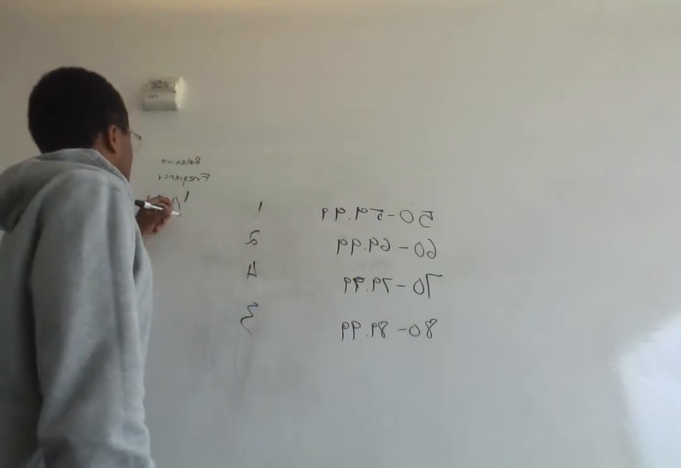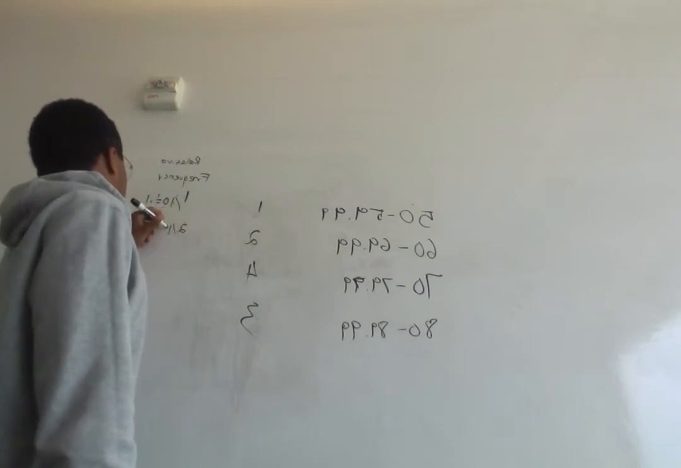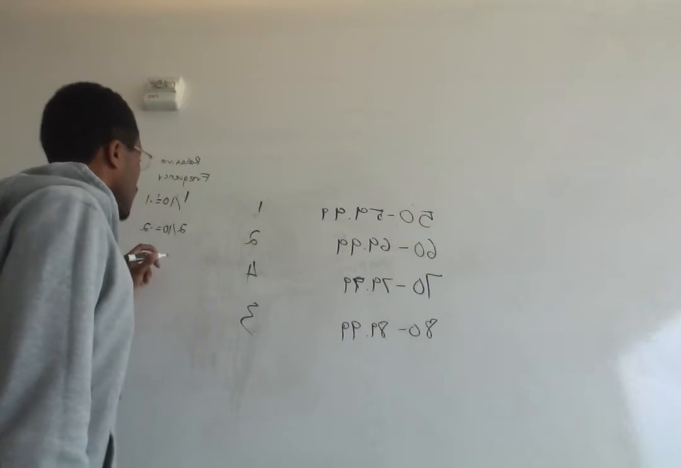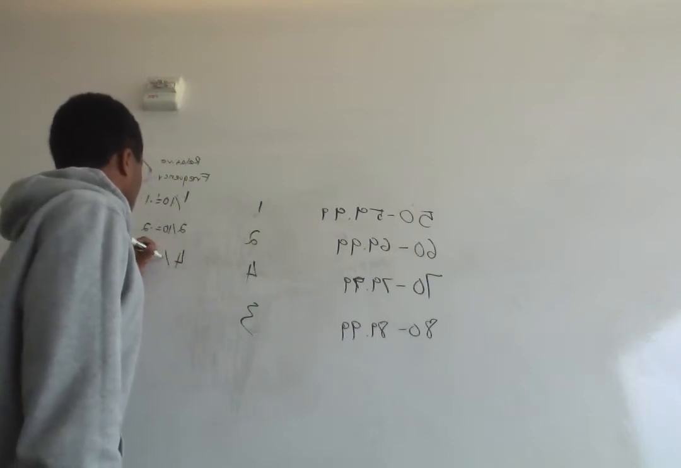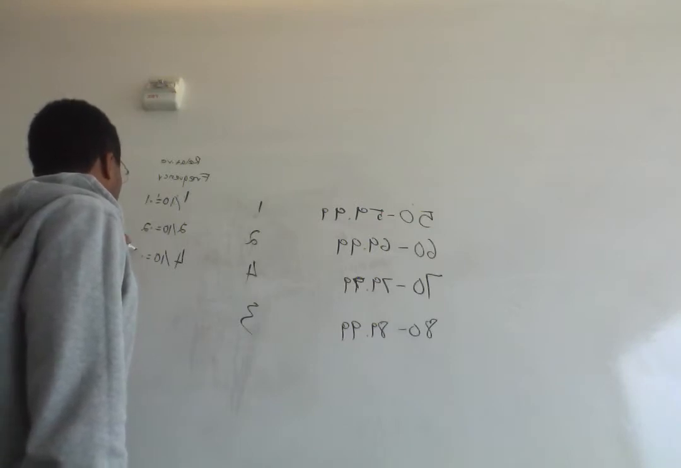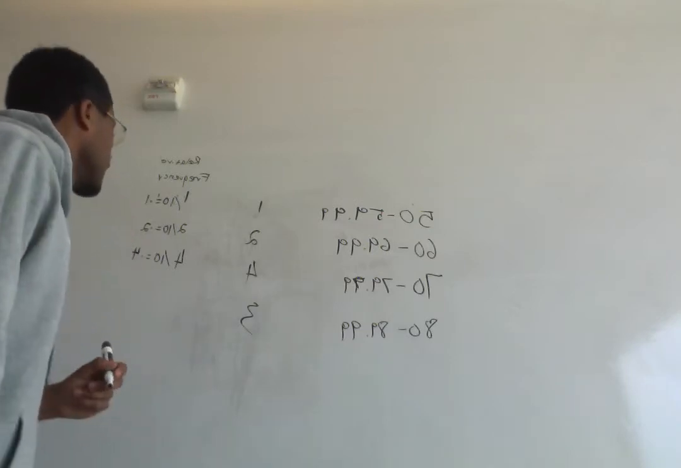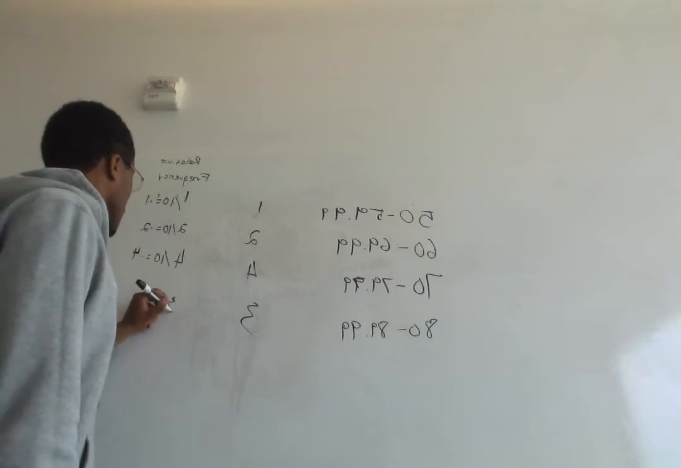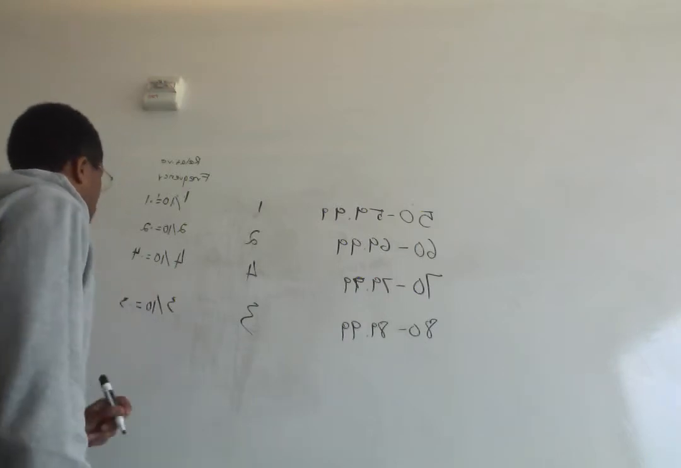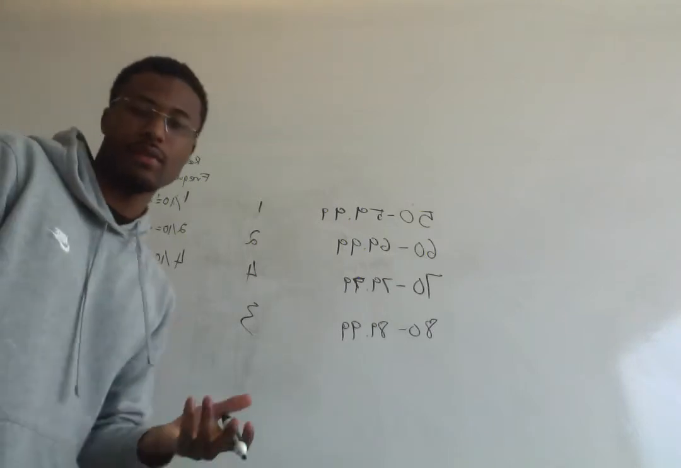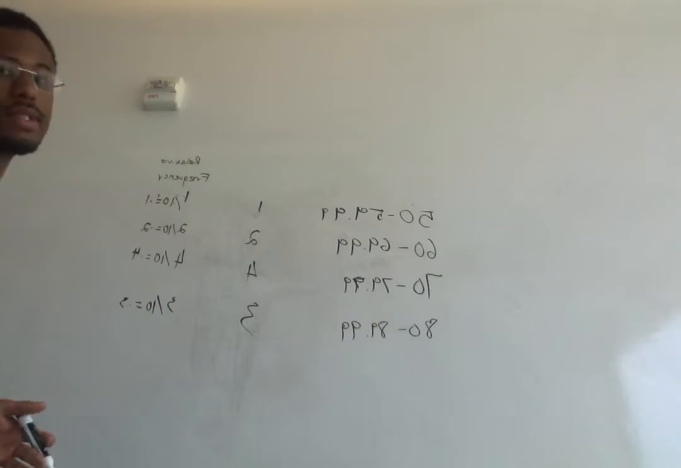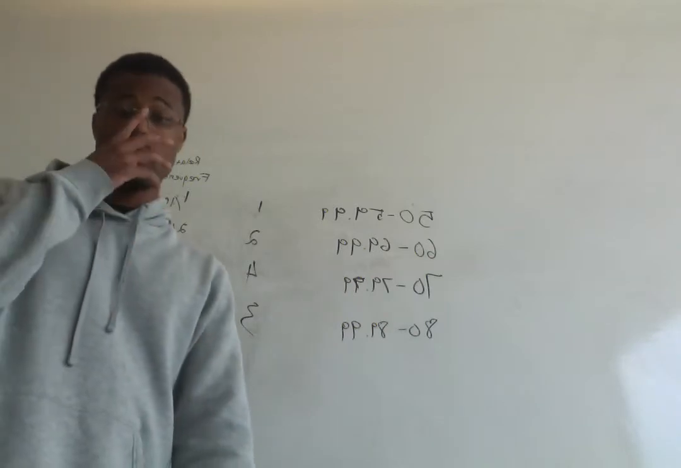Then 2 divided by 10 equals 0.2. 4 divided by 10 equals 0.4. And then 3 divided by 10 equals 0.3. So one thing to check your work is all these relative frequencies should add up to 1 or 100%.